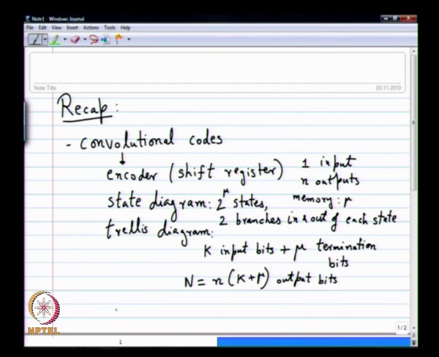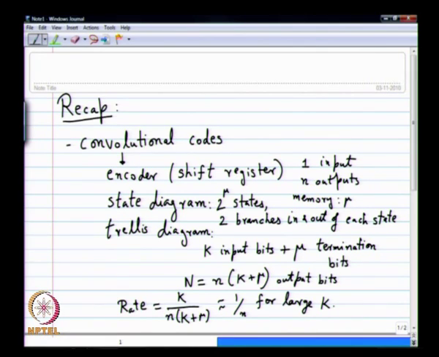So the actual rate is k by n times k plus mu. If k becomes very large, it is roughly 1 by n for large k. So 1 by n is known as the design rate of the encoder. The actual code rate will be different. So that is the description of convolutional codes.